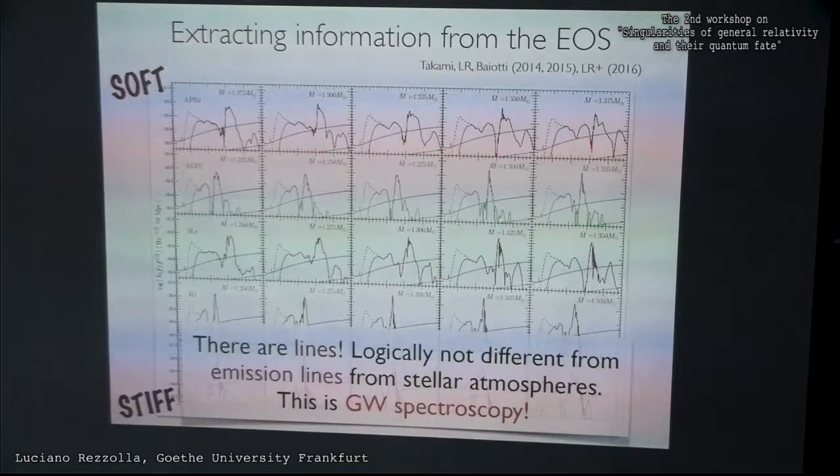So let me go back to these being lines. If you remember, astronomy became a science when people were able to understand that by looking at the emission and absorption lines of stellar atmospheres, you can tell the composition of the stars. And these are not very different. These are lines. They are spectral features at precise locations in frequency. And so, if you want, this is gravitational wave spectroscopy. It's a way of learning about a signal by just knowing the position of lines.